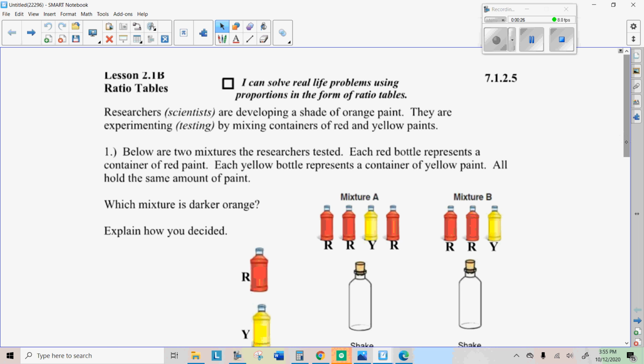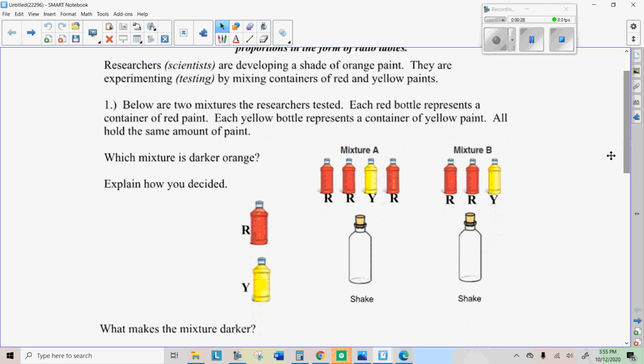So first of all, let's just get your opinion here. Below are two mixtures of how we're going to make some orange paint. We're going to take some red and mix it with some yellow and get some orange. Now what I'd like to know is which mixture do you think will be a darker orange, orangier? So just pause, circle your choice, and then we'll discuss. I'll tell you what my choice is.